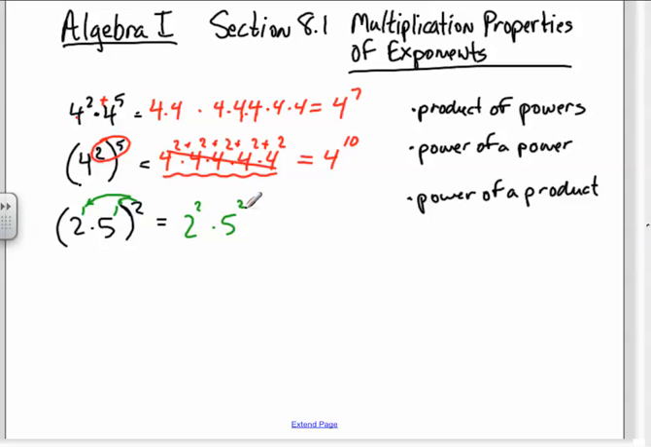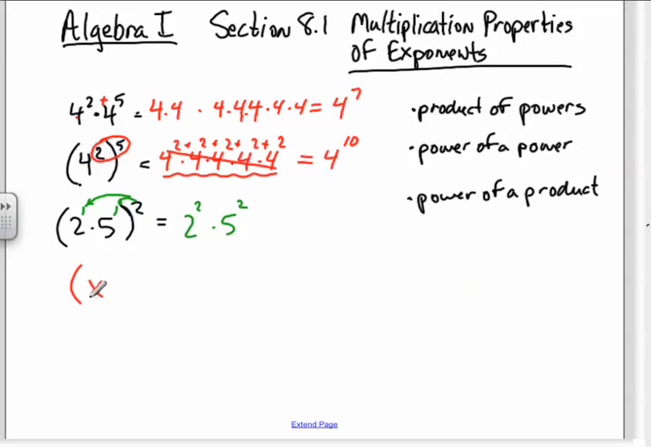Now I want you to think about this. I mean, that is correct. But this would be 2 times 5 is 10, squared is 100. And then if I look to the right, 2 squared is 4 times 5 squared, which is 25. So that's 4 times 25, that's also 100. So you can see that this is the same as 10 squared. Okay, we're going to get the same thing. We distributed that exponent.